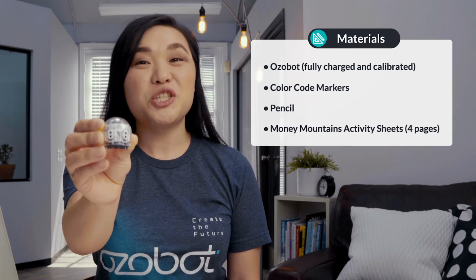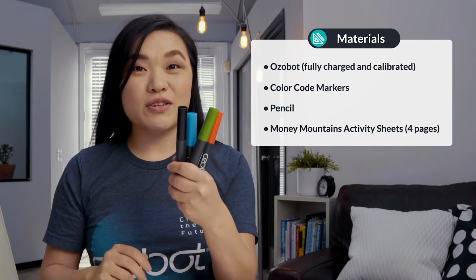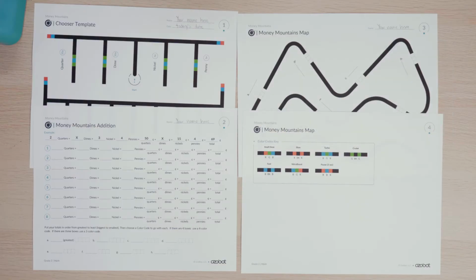For today's lesson, you will need an Ozobot fully charged and calibrated, color code markers, a pencil, and your Money Mountains sheets. Make sure to have all 4 pages. By the end of today's lesson, you will be able to identify and record the value of coins, add coins together, and list the values from greatest to least.